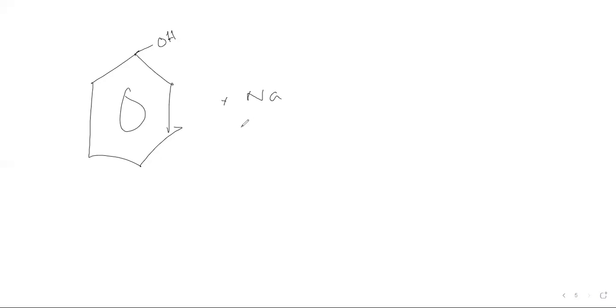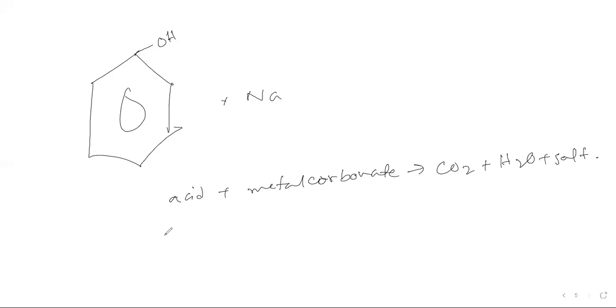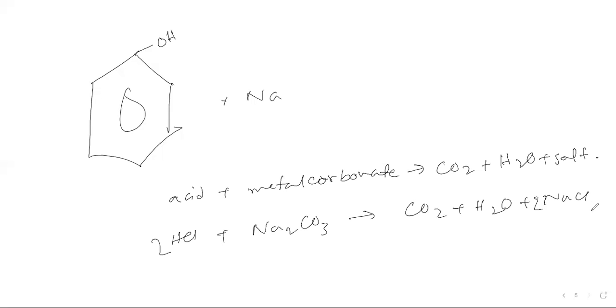Usually what happens in an acid is that if we add a metal carbonate, it reacts to form carbon dioxide plus water plus the salt of the metal. So let's say we have an acid, HCl, and a metal carbonate, let's say Na2CO3. That should form carbon dioxide plus water plus NaCl. So this is the reaction that should have happened.